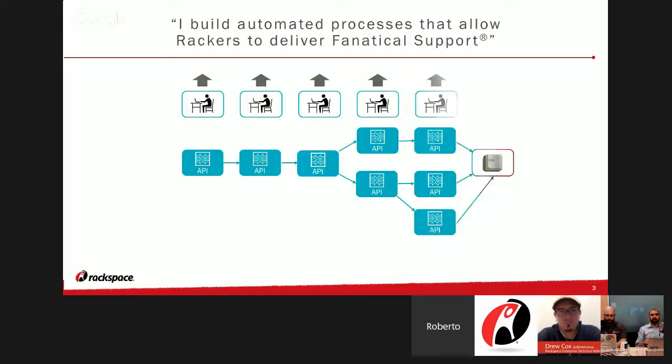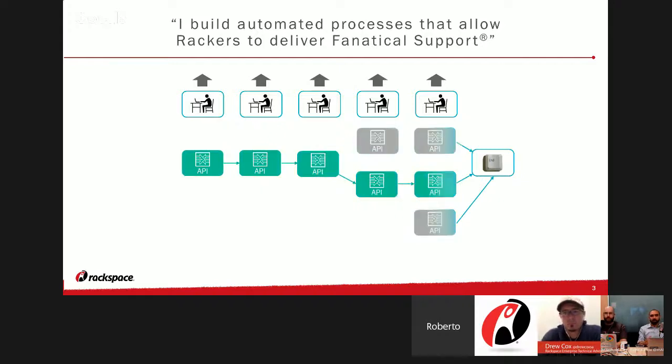And we'll string those together, using a tool written in-house, into an automated API workflow. That frees up the rackers to do the higher value-added tasks, something that actually needs a human to do, and we create a repeatable process using those APIs.